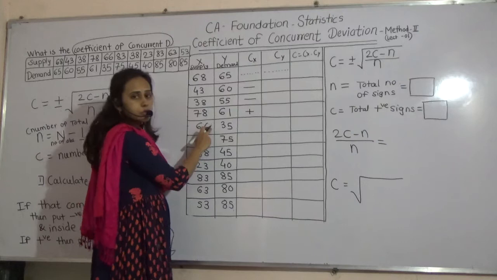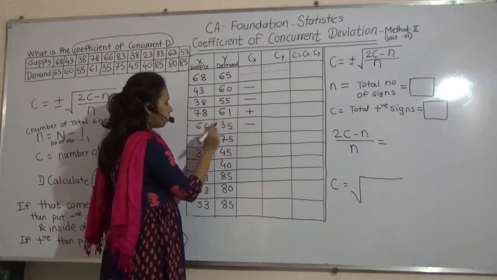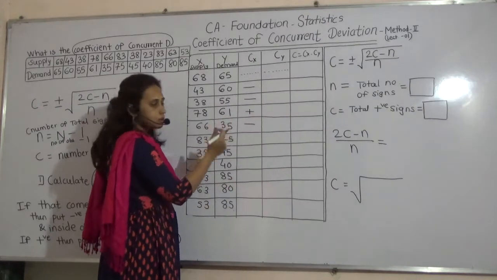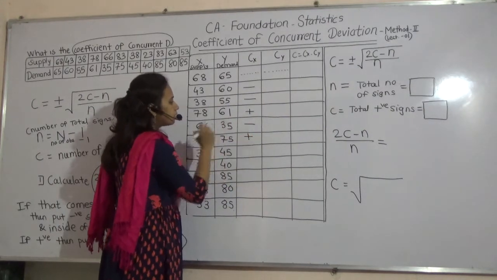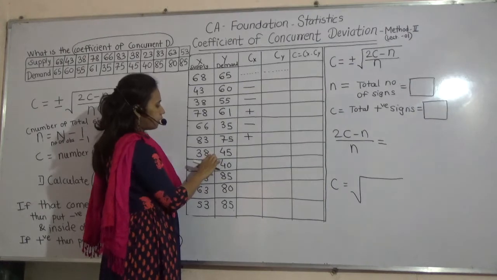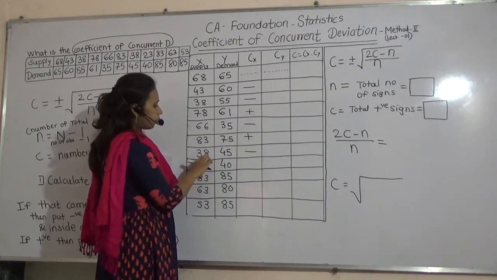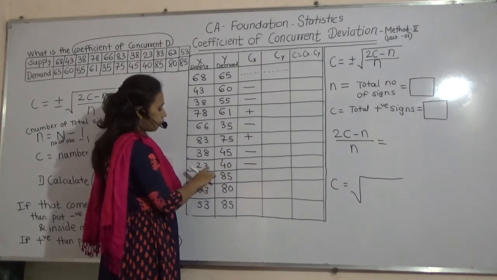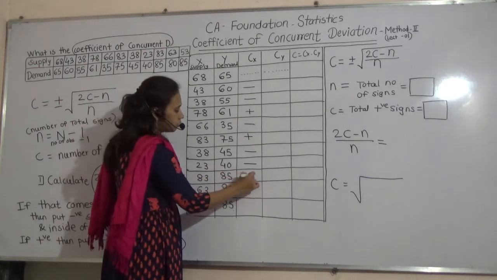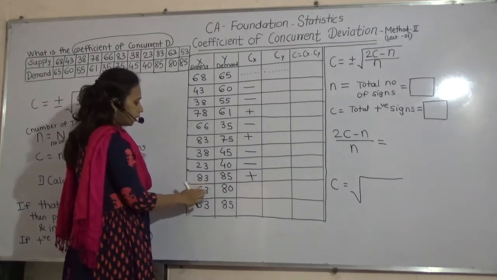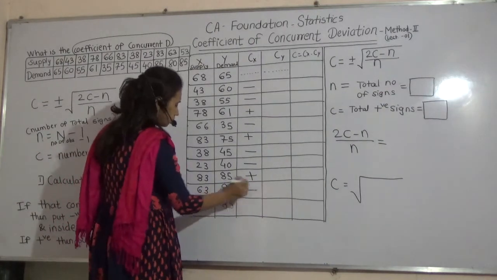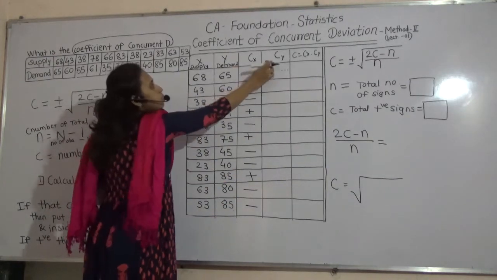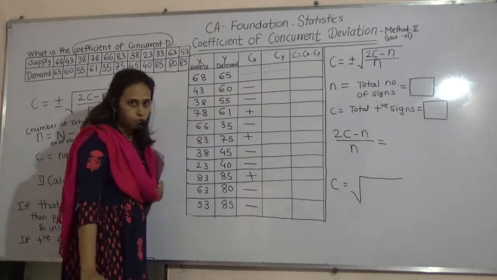From 78 to 66, so negative. 66 to 83, the number has increased. 83 is more than 66, so there is an increase, so plus. Again 38 means there is a decrease. From 38 it is coming to 23, again a negative sign. From 23 to 83 it has increased, positive sign. 83 to 63 again decreasing, same way. Now Cx is over.